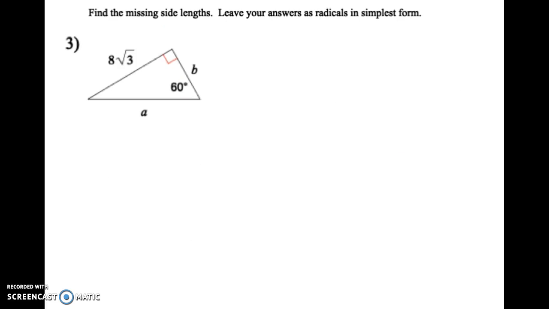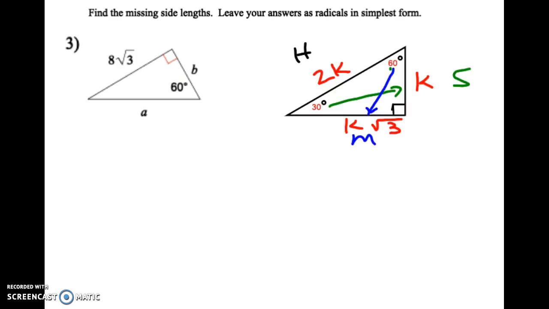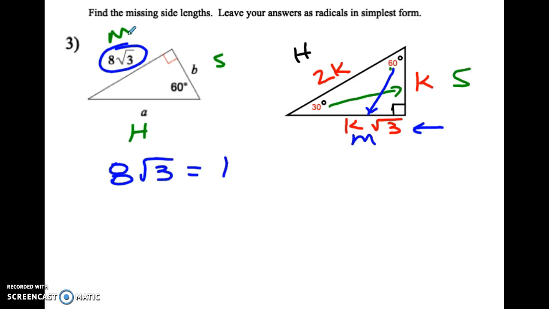Looking at number 3. If we look at the sides for number 3, we got the medium side, the short side, and the hypotenuse. Since the 8 square roots of 3 is the medium side, it's equal to the ratio for the medium side, which is the short side times the square root of 3.